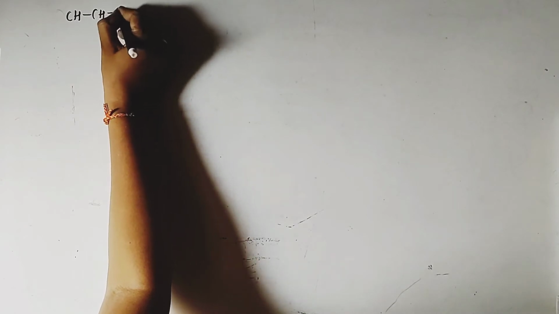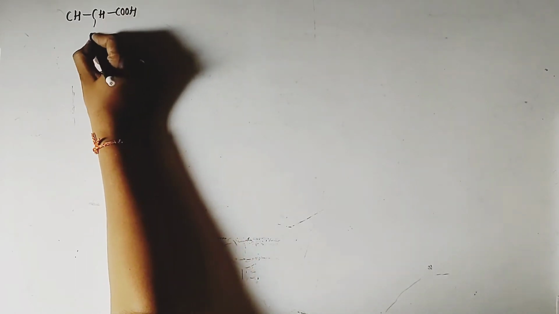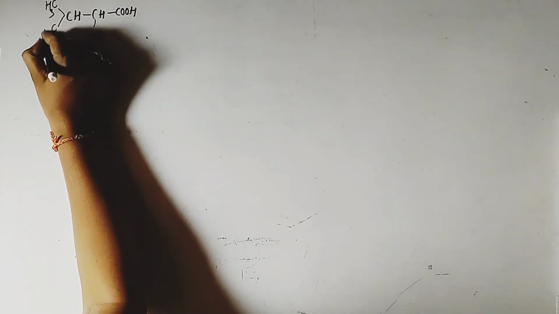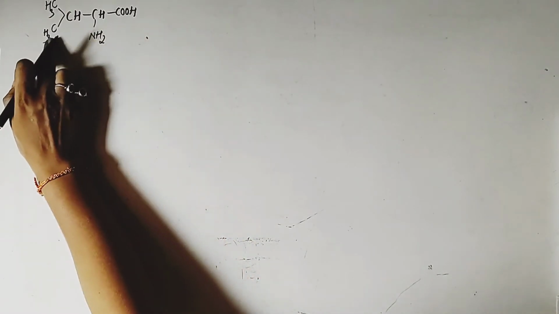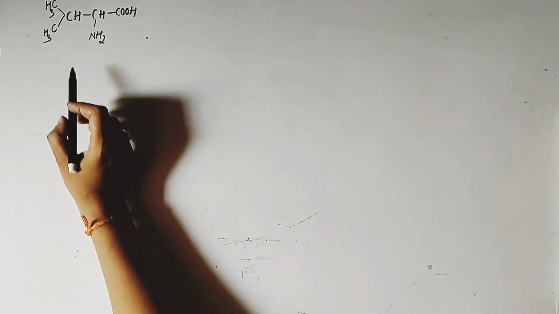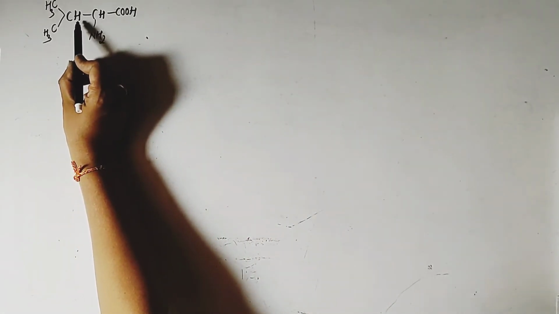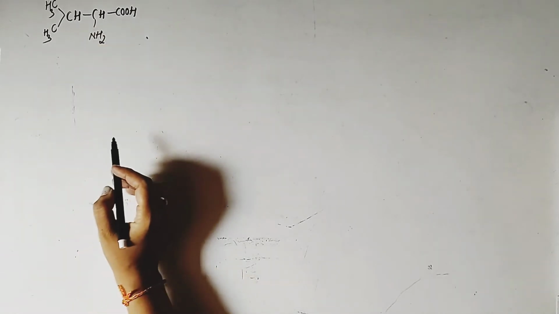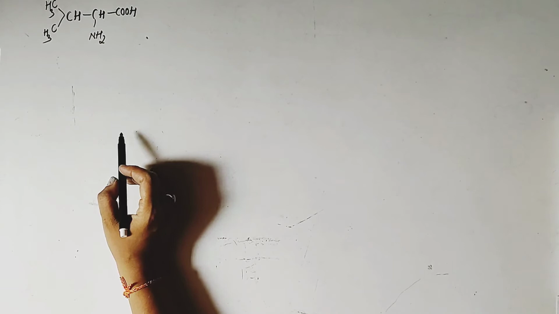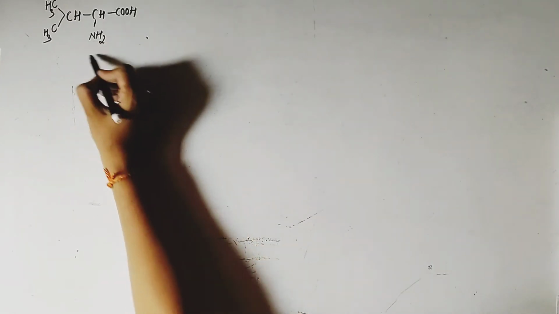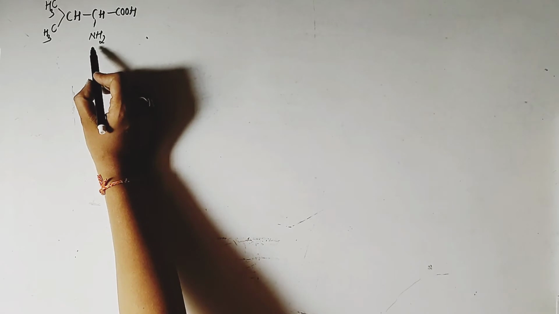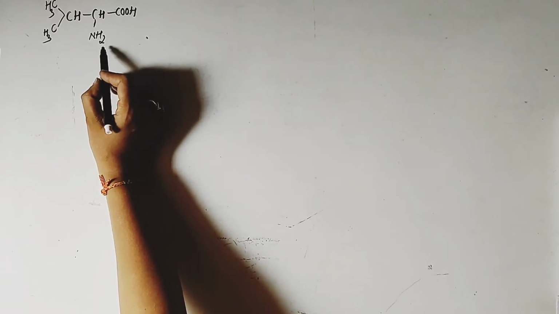Penicillamine can be synthesized from valine, that is CH, CH, COOH. As we know, valine is an amino acid, also called alpha amino beta methyl butanoic acid. To get penicillamine, our only work is to replace this hydrogen by a thiol group. But introducing a thiol group directly is not possible, so first we need to protect this amino group, because it is very active and may interfere with the reactions.